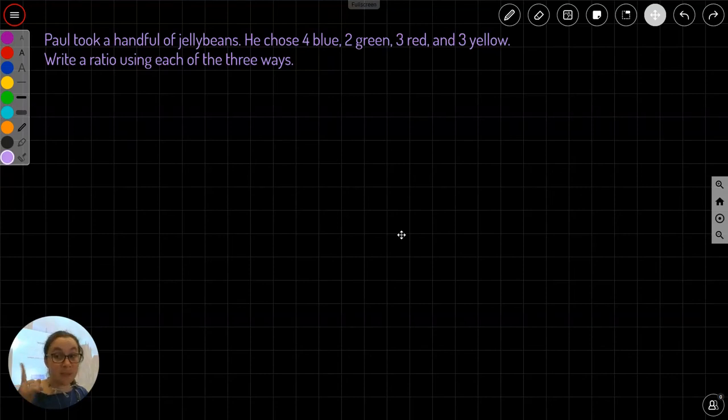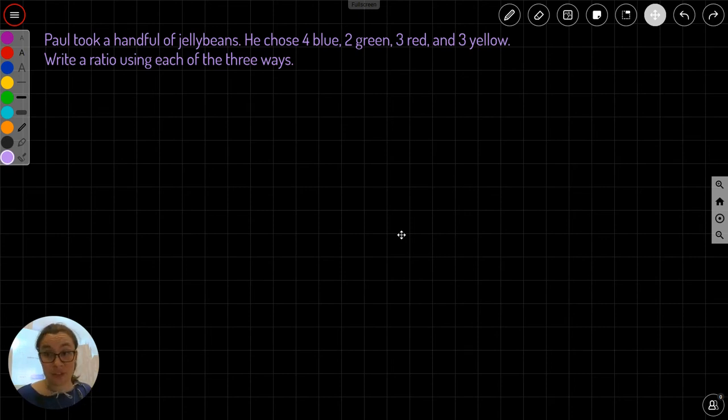This is example 1 of lesson 1.1. We're back at the beginning of a book. This one is ratios, rates, and statistics. And we are doing lesson 1.1, which is just straight ratios. This is example 1, in which we have a bunch of jelly beans.